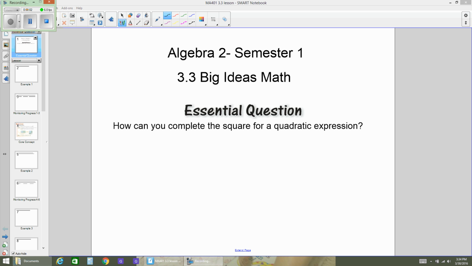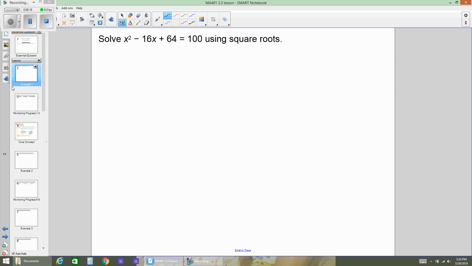Welcome to Algebra 2. This is Semester 1, Chapter 3, Section 3 from Big Ideas Math. And our essential question today is how can you complete the square for a quadratic expression? Now, before we get into the meat and potatoes of this, let's go ahead and solve using square roots.